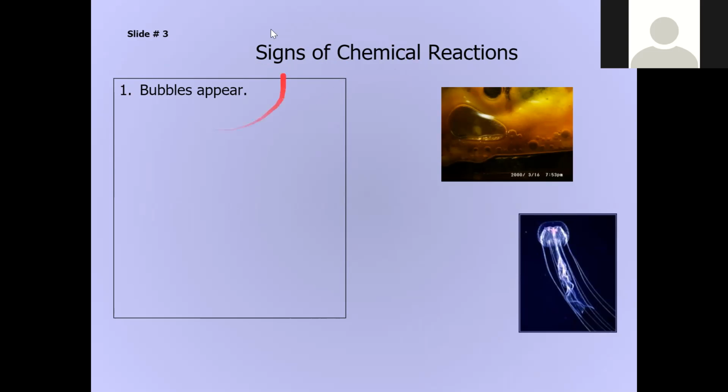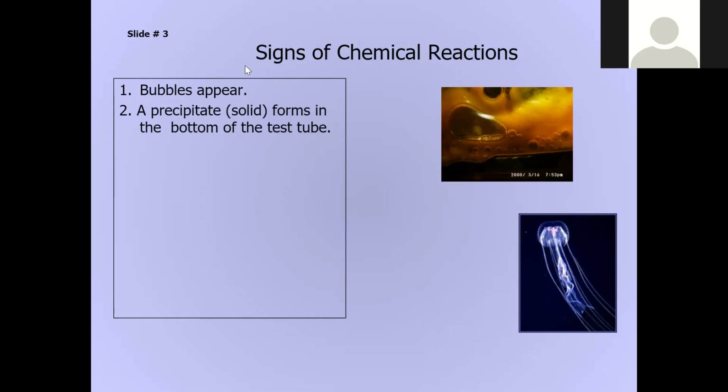So the bubbles are appearing because we're creating a new gas that didn't used to be there. It's kind of similar to the smoke from fire. Because of the heat in the fire, we're giving off smoke into the air. Because of the way that the chemicals are reacting, we might be giving off gas that forms as little bubbles in the solution.